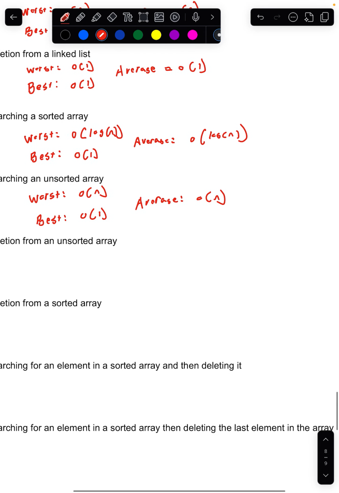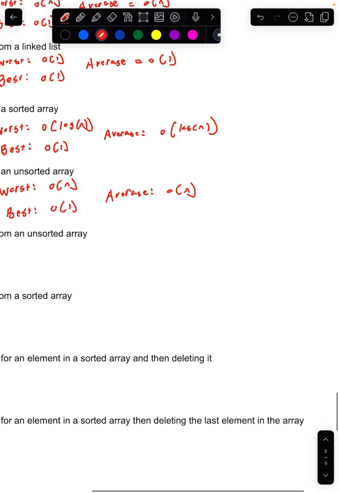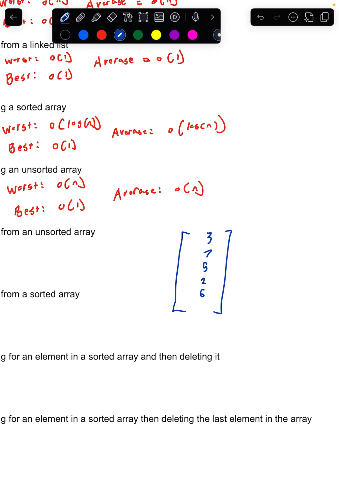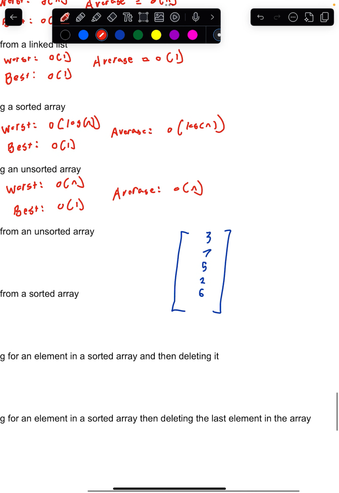Now, deletion from an unsorted array, and from a sorted array, you need to think about. So let's consider an example. Unsorted array, 3, 7, 5, 2, 6, or something. So this is just an array with numbers in it. No particular order, no patterns you have to uphold. If we wanted to remove 5, okay, we removed 5.